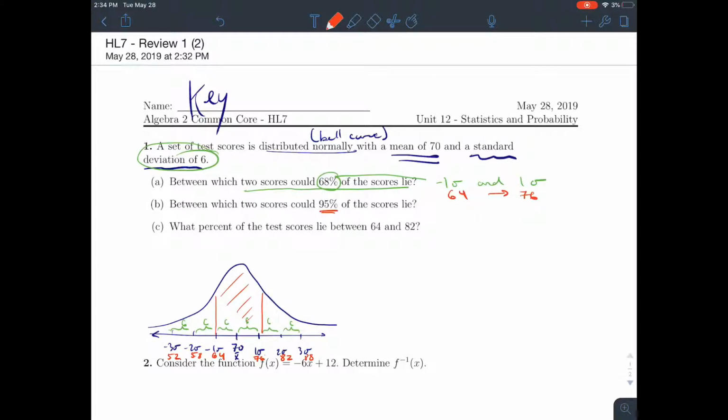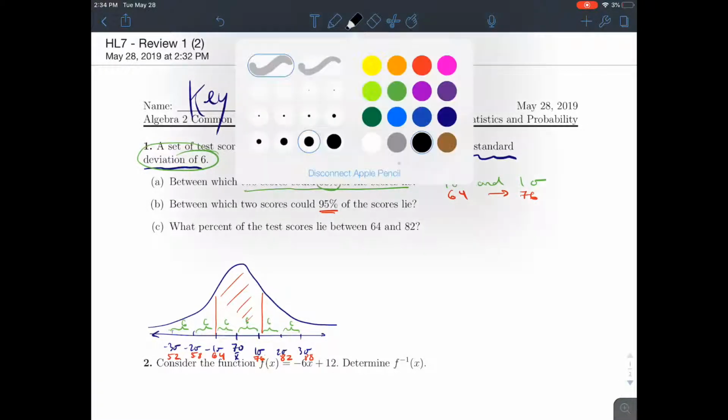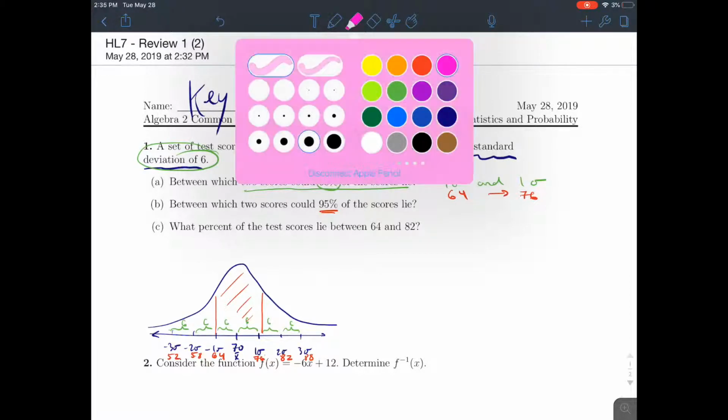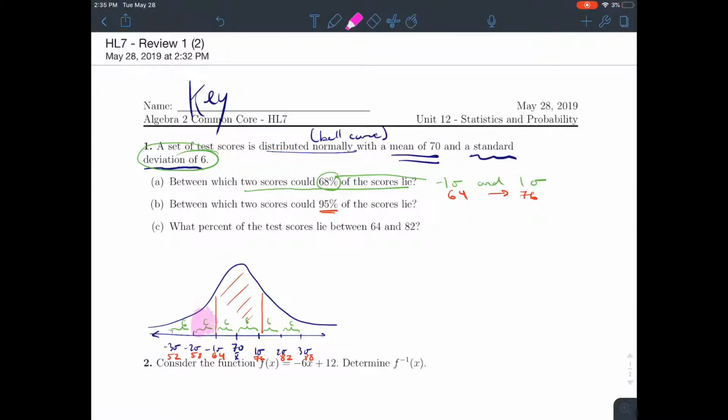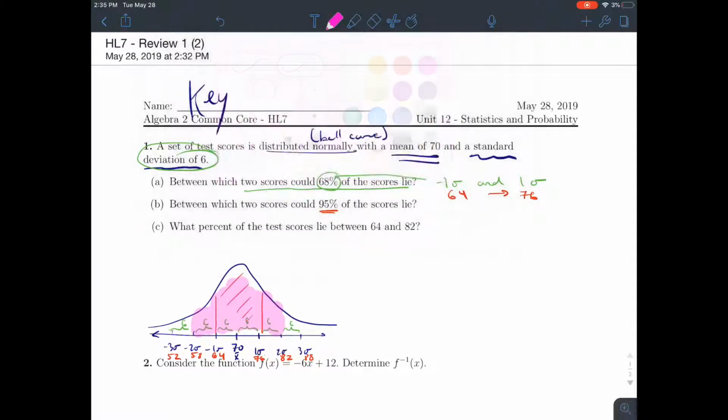For 95%, I'll use some alternative shading here. Let me just use a highlighter. That's going to be between -2 sigma and 2 sigma for 95%. So that is from 58 to 82. I'm just going to box these so that it's clear for the answers.